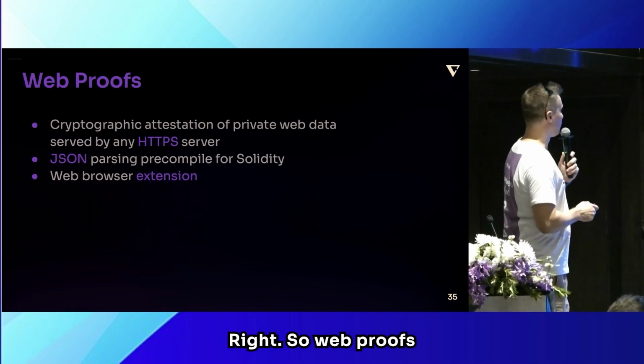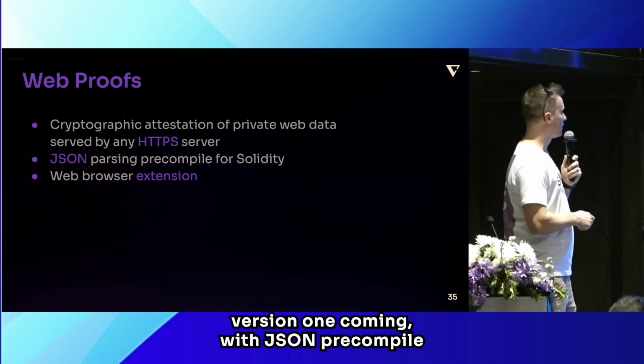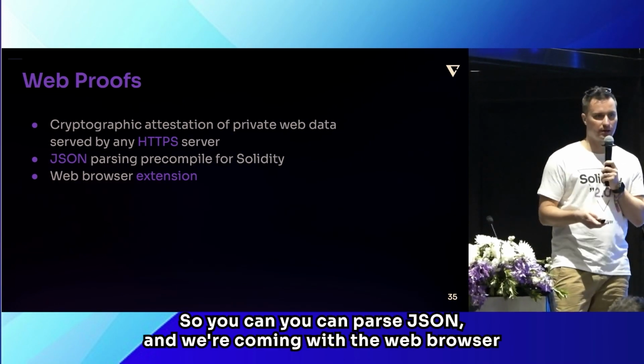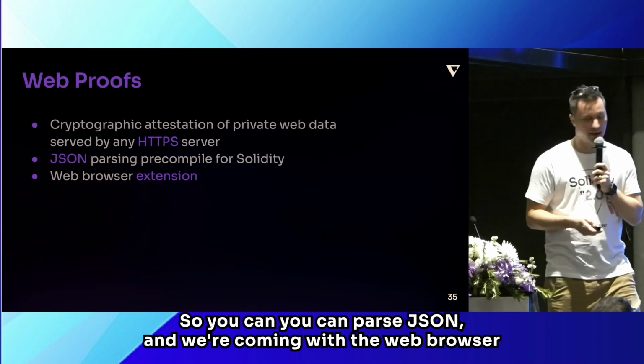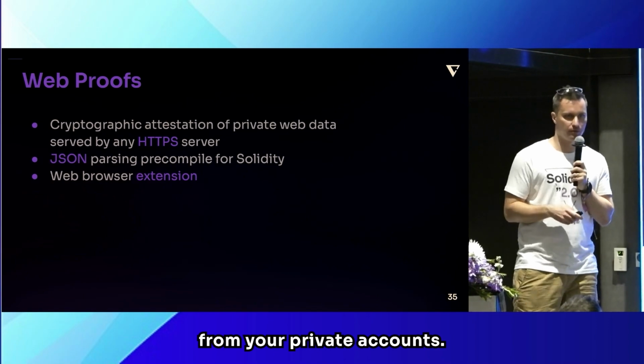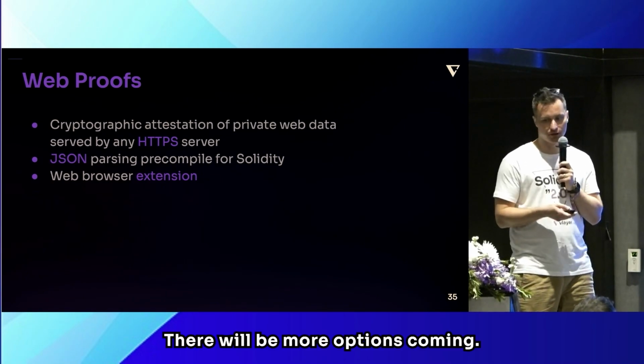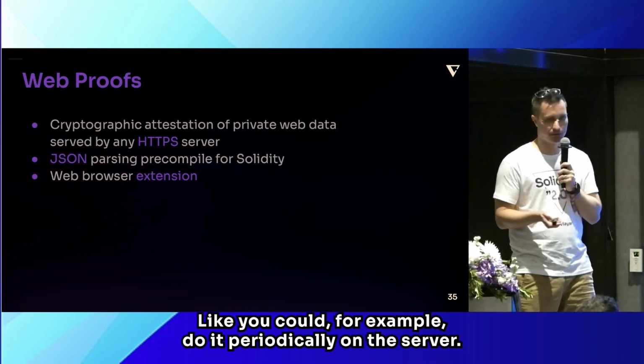All right, so web proofs, cryptographic attestation of private data. Version 1 is coming with JSON precompile, so you can parse JSON, and we're coming with the web browser extension that allows you to fetch data from the web, from your private accounts. There will be more options coming, like you could, for example, do it periodically on the server.